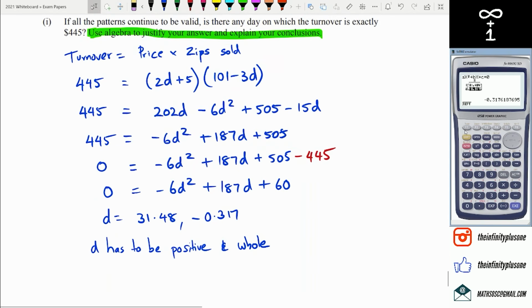So there are two problems here. The first problem is that it has to be positive, which means we can't have the negative 0.317, but it also has to be a whole number. Going back to the question, is there any day on which the turnover is exactly 445? That's why it's got to be a whole number. So we have to say that D has to be positive and a whole number. So neither solution is valid.